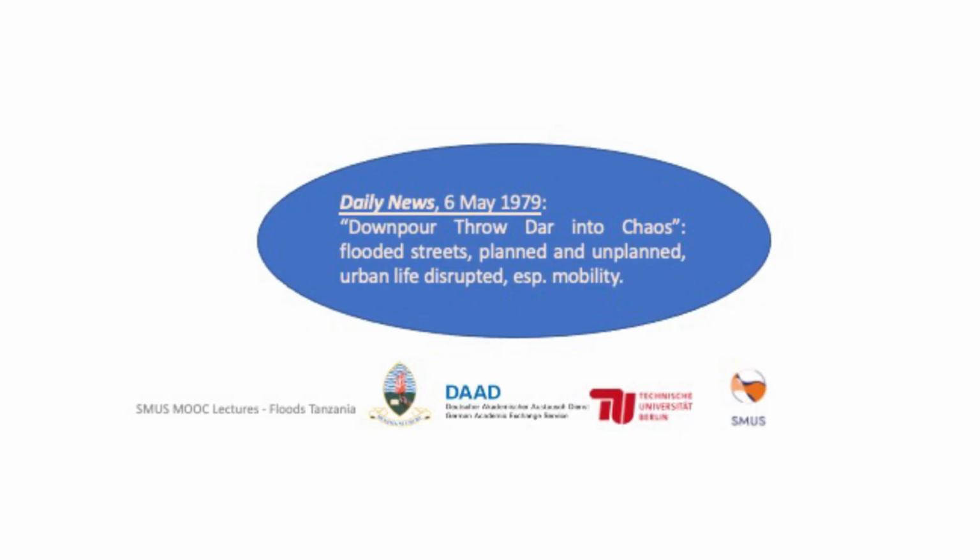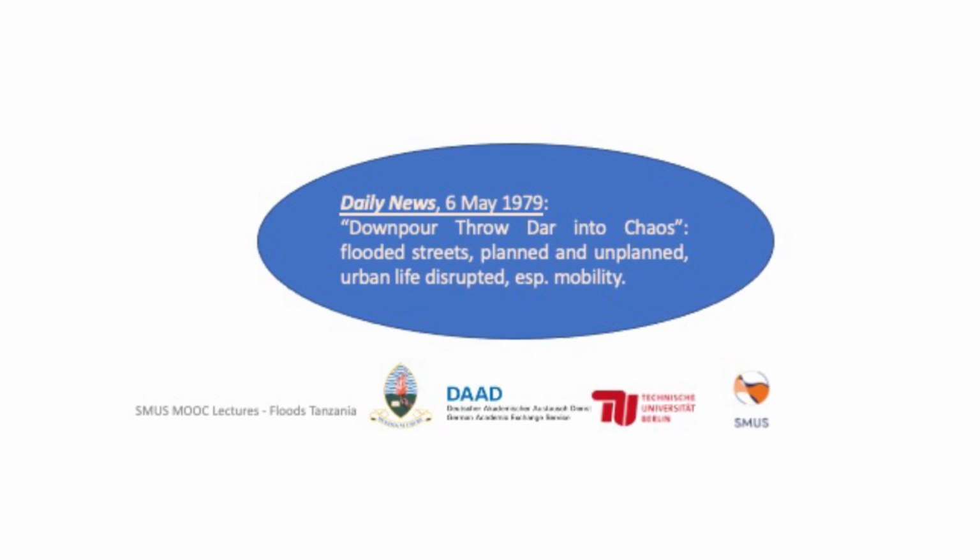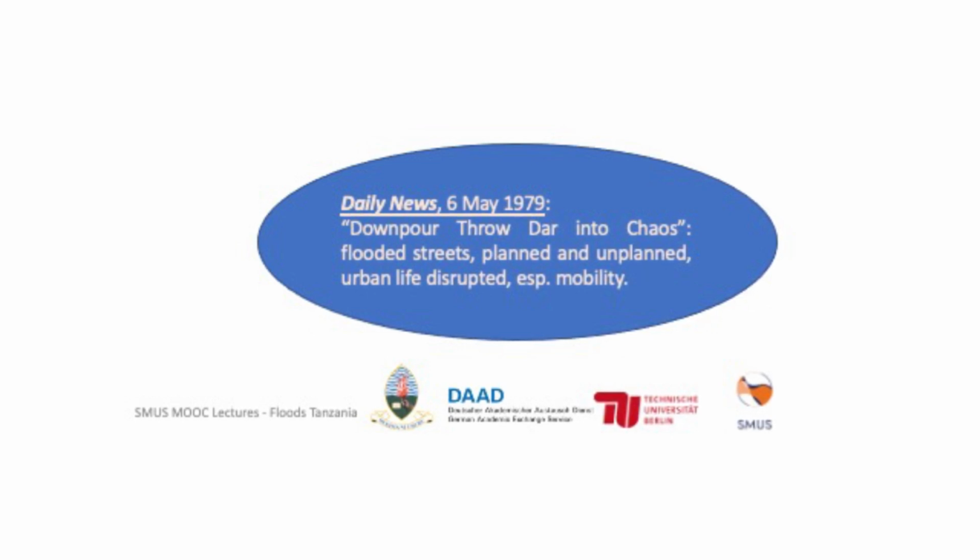And in the post-colony, for example, we see the Daily News. Daily News was a state newspaper. And in May 1979, it had a headline which read, "Downpour throws Dar into chaos." There are flooded streets, both planned and unplanned, and urban life is disrupted, and the mobility also is disrupted.